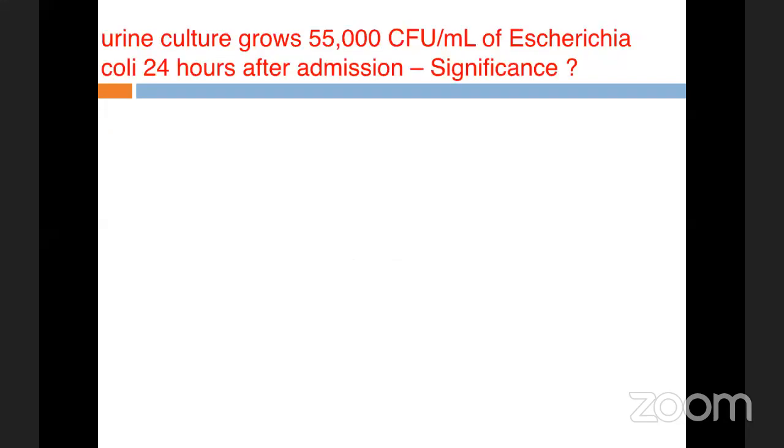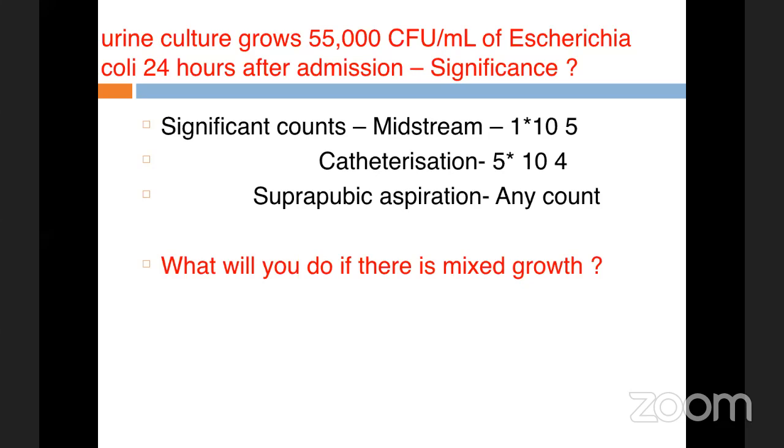And the urine culture for this child has grown 55,000 colony forming units per ml of Escherichia coli 24 hours after admission. What is the significance of 55,000? We collected a catheterized sample, remember? So what is a significant count? If it is midstream, anything 1 into 10 to the power of 5, or 1 lakh, is significant. For a catheterized sample, anything above 50,000 should be considered significant. If it is suprapubic aspiration, any count should be considered significant. So here, this child is catheterized, so I should take 55,000 as significant.